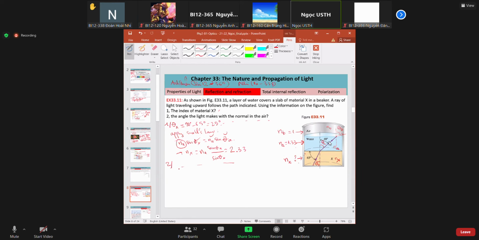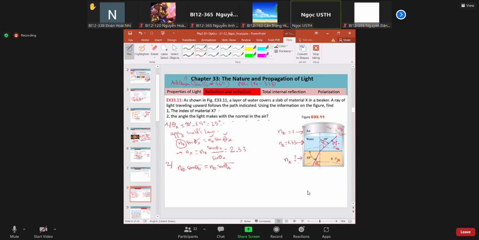Can N be sine theta B, theta A, right? Theta A. So because this normal and this normal are the same and parallel to each other, its angle is also equal to this angle.